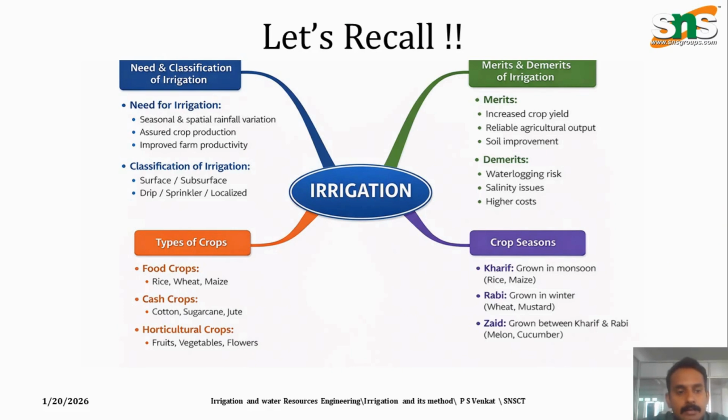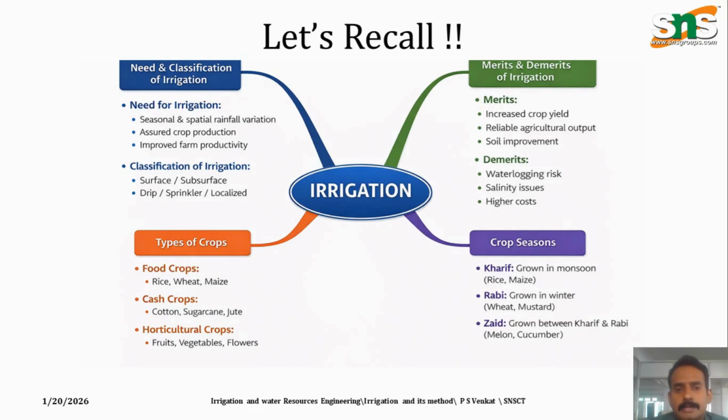So before listening to new terms, let's recall one of the basic facts. Plants need water continuously throughout the growth period for germination, root development, photosynthesis and yield formation. If water is supplied less than required, crops will wilt. If water is supplied more than required, water is wasted and soil quality reduces. So irrigation engineering focuses on supplying the right amount of water at the right time.